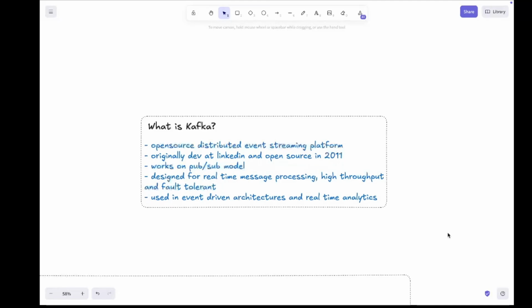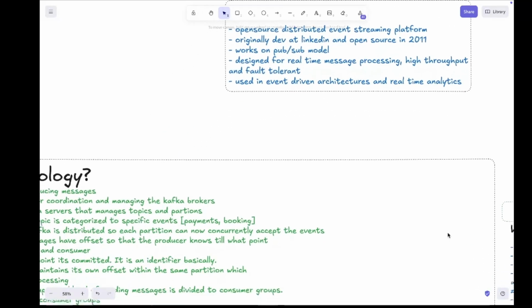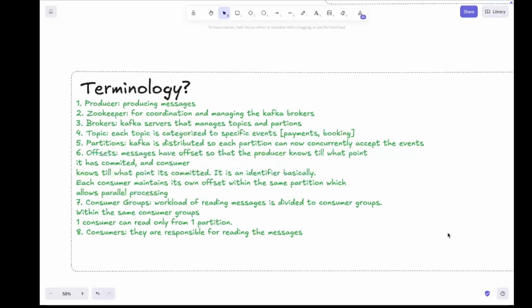So let's move on to the basics of Kafka components, which I have listed here in the terminology. These are the basic components that make up the Kafka ecosystem or its architecture. You have a producer. The producer is responsible for producing the messages. It could be a message from, let's say, a microservice, which has a topic name.